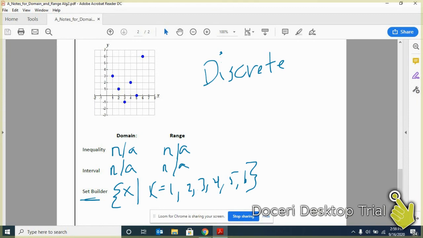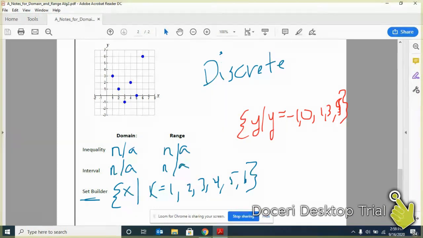And then for my range, all my values of y, let me write this right here, such that y is equal to -1, 0, 1, 3, and 5. That's an ugly 5. But anyway, now that's one way of doing it.